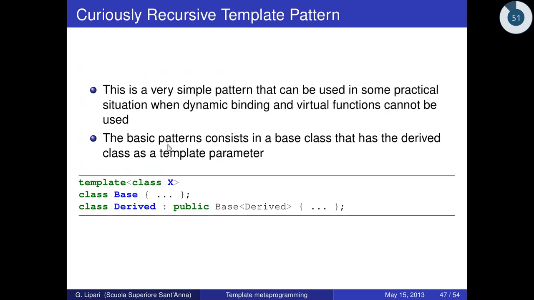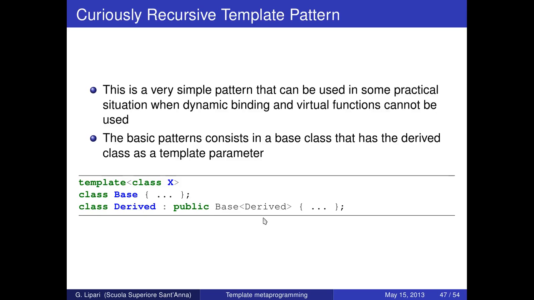The last thing we are going to do today is the template called the Curiously Recursive Template Pattern. And this is a very simple pattern in C++ that can be used in some practical situations when a virtual function cannot be used or we don't want to use virtual functions. Okay? So the basic pattern is very simple, although it's a little bit crippled. So basically you have a base class, which is a template of X. And then you have derived, which derives from base, and you pass derived as parameter to base. So basically, the base class has a template parameter, which is the derived class. This is why it's called curiously recursive template pattern, because you pass derived as a template argument of base.